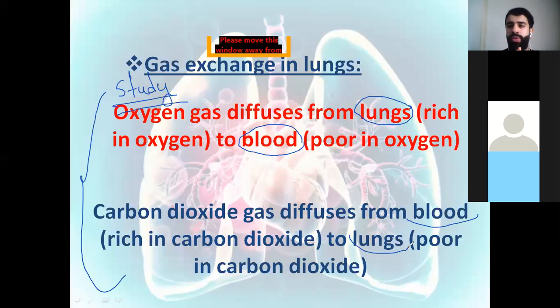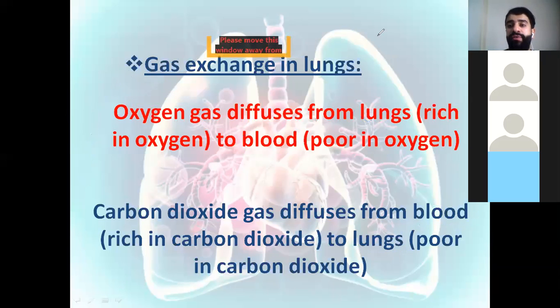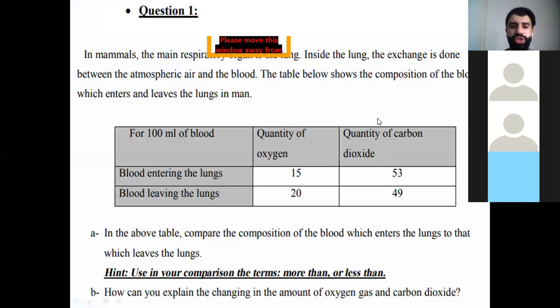So always and always, oxygen gas diffuses from the lungs that contain a high amount of oxygen, that are rich in oxygen, to the blood that is poor in oxygen. Whereas carbon dioxide diffuses from blood, which is rich in carbon dioxide, to the lungs, which are poor in carbon dioxide. So this is related to the diffusion and to the gas exchange at the level of the lungs. Let's now move to this worksheet.